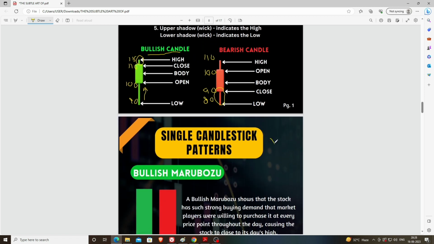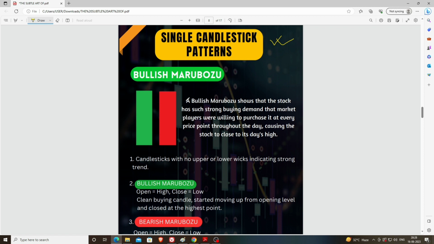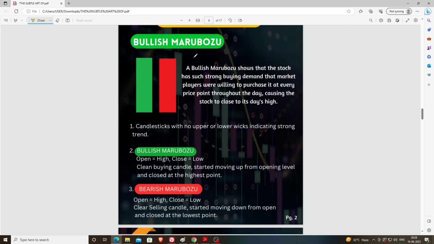So next, coming to single candlestick patterns. The first single candlestick pattern that we'll study is a bullish Marubozu. So what is a bullish Marubozu? A bullish Marubozu shows that the stock has such strong buying demand that market players were willing to purchase it at every price point throughout the day, causing the stock to close at its day's high. Basically, it means it has no shadows.